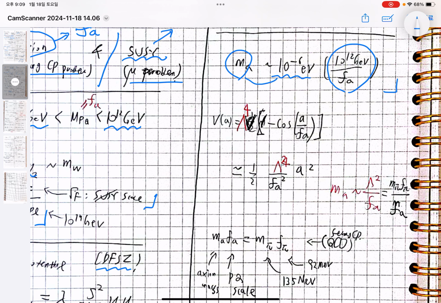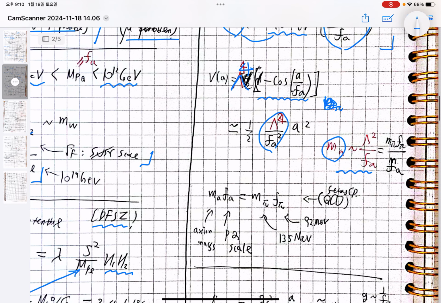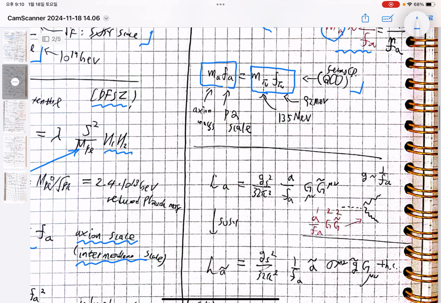The axion potential is given by a periodic form with a cosine potential, and if there is some coefficient Lambda^4, where Lambda is the cutoff scale, then the axion mass is given by Lambda^2 over the f_a scale. So we can obtain the axion mass in such a form, and because there is a relation with the strong CP problem, the multiplication of the axion mass and the PQ scale is the same as the pion mass and the pion decay constant, to resolve the strong CP problem.